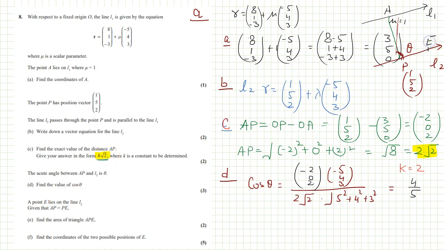Now point E lies on L2. Suppose this is E. Given that AP is equal to PE. So AP is 2 root 2 and this is also 2 root 2, the length. Find the area of triangle APE.